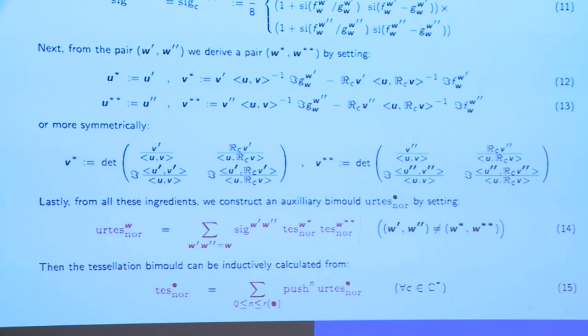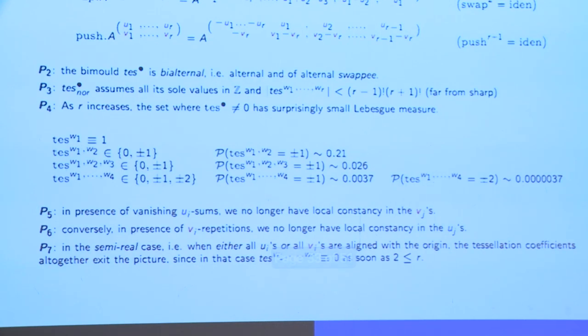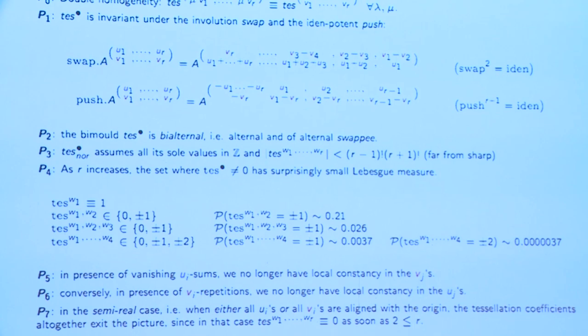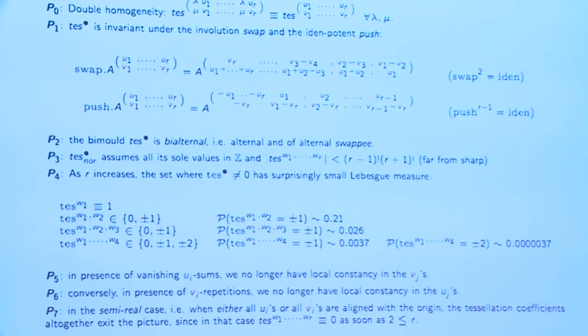And in fact, the simplicity of these tessellation coefficients is deceptive. Actually, they are rather mysterious and highly interesting objects. There are lots and lots of properties. I just mentioned three.